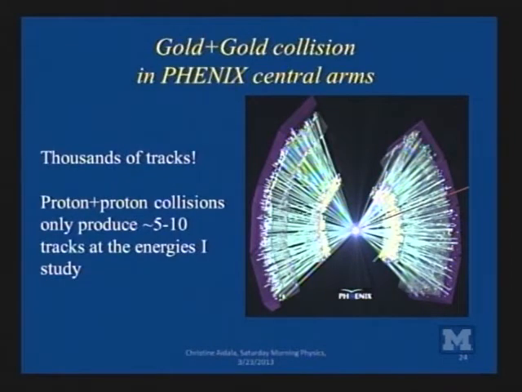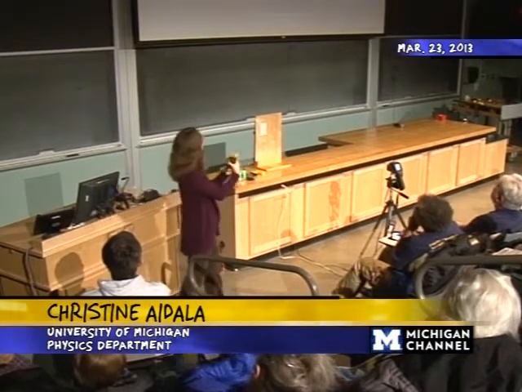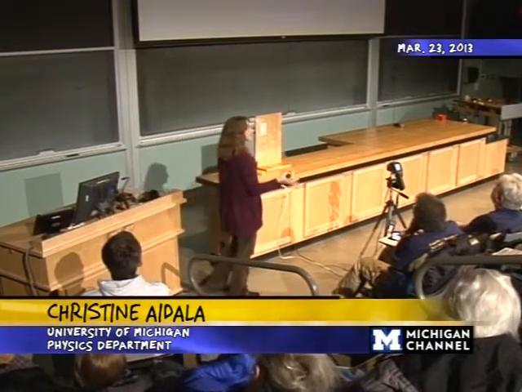So here's an event display for a gold-gold collision in the central arms of our detector. You can see when you collide these two gold nuclei, they have 197 protons and neutrons each. So you have 197 protons and neutrons colliding against another 197 protons and neutrons. And we produce thousands of tracks with this kind of collision at these energies.